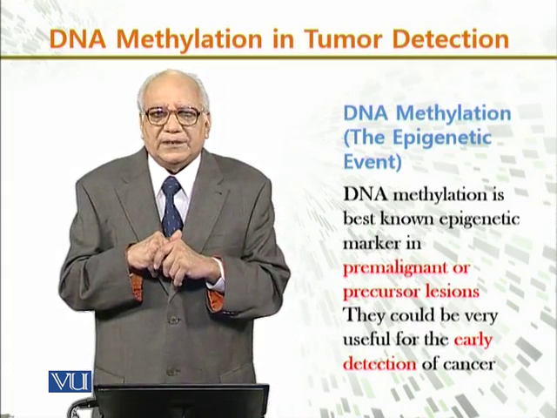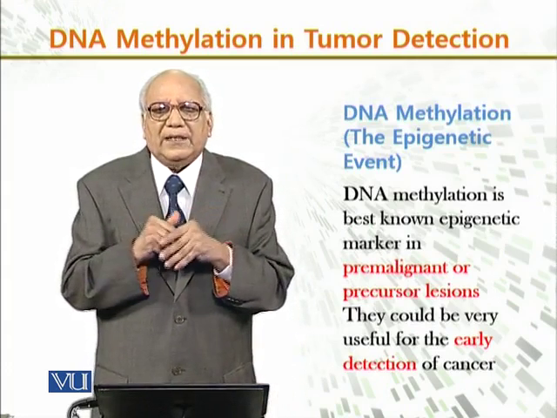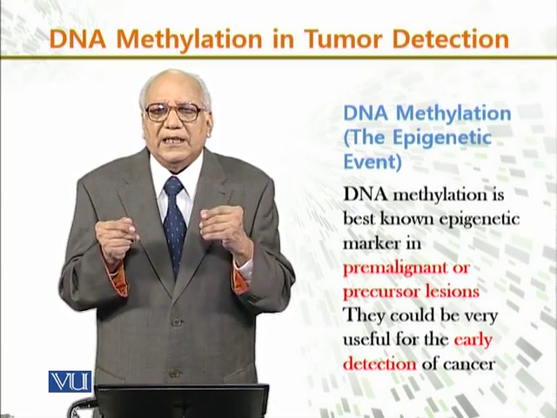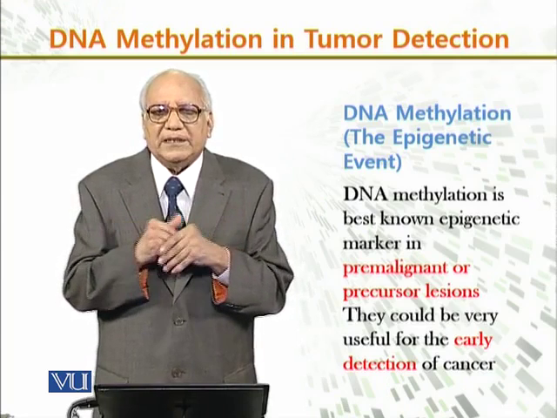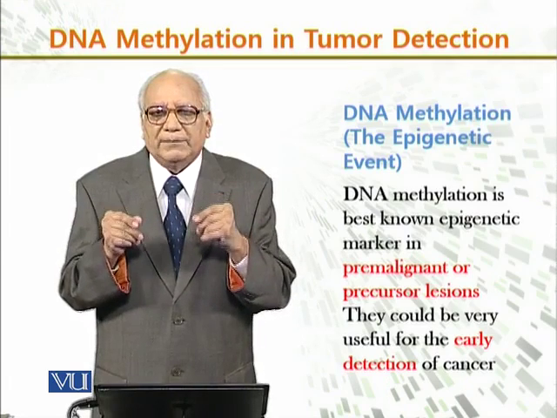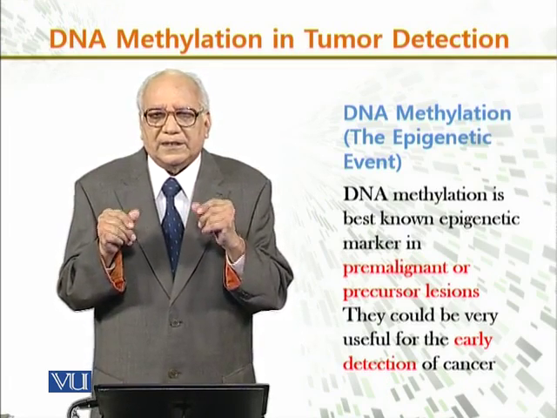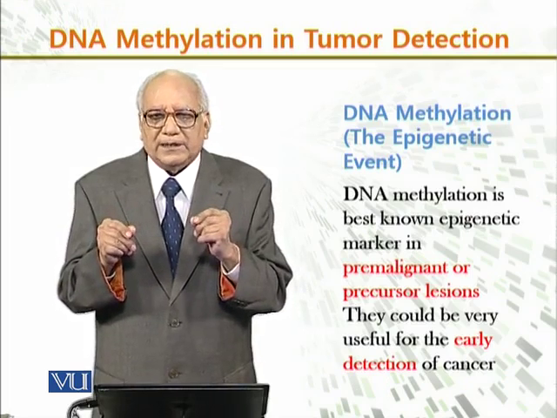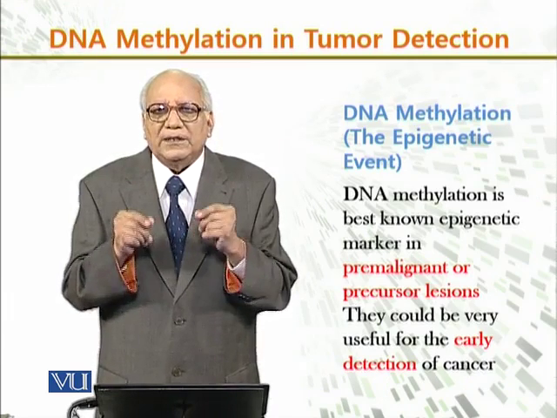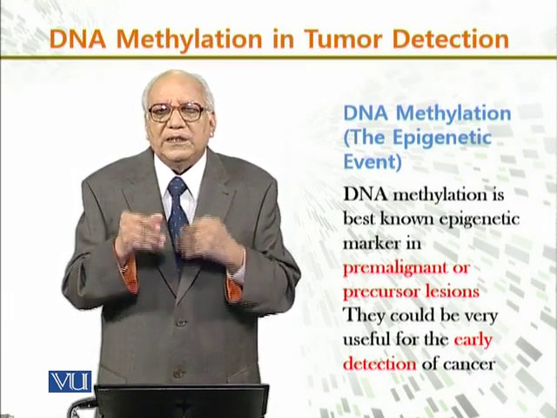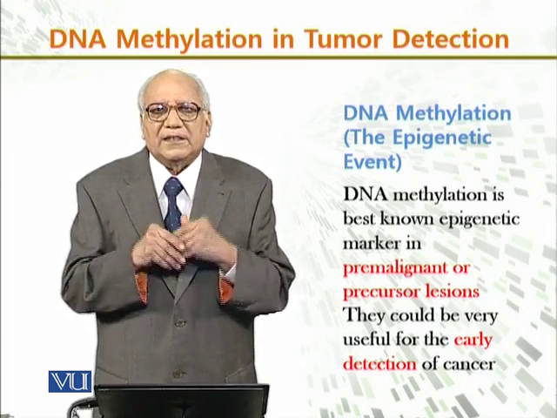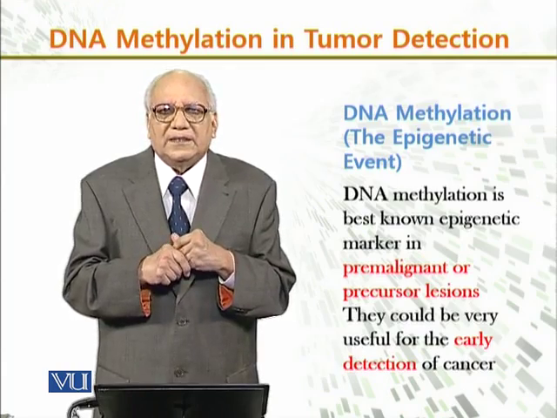Now, DNA methylation is actually an epigenetic event, as I said earlier. DNA methylation is the best known epigenetic marker in premalignant events or precursor lesions. They could be very specific and useful for the early detection of cancer. So in this segment, we saw how DNA methylation can be helpful in the early detection of cancer, carcinomas, and tumors in the human body.